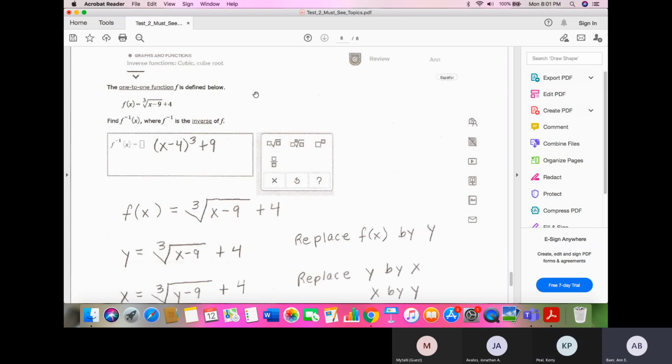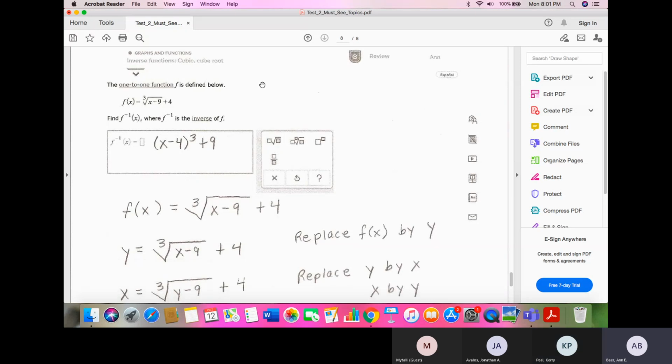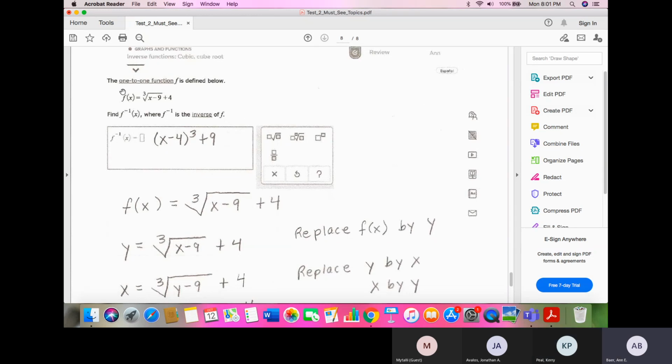So on this one in particular, we're given a cube root function and asked to find the inverse of it. Some of the variants for this particular topic, you'll be given a cubic and asked to find the inverse of it. So some of you might get the cube root function at the start, some of you might get the cubic at the start. So it's important to practice at least one of each of those. So we have a one-to-one function, which means for each x we have only one y, and for each y we have only one x.